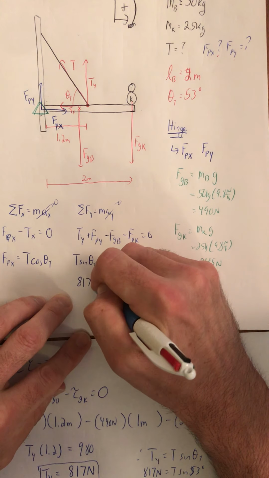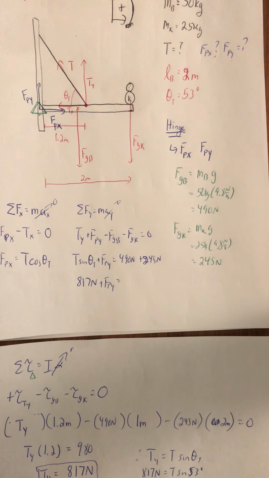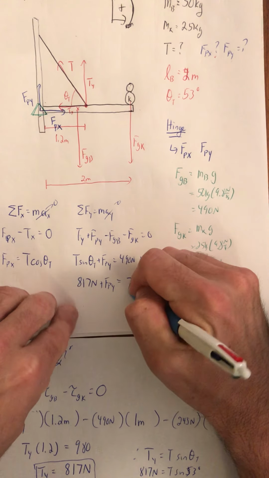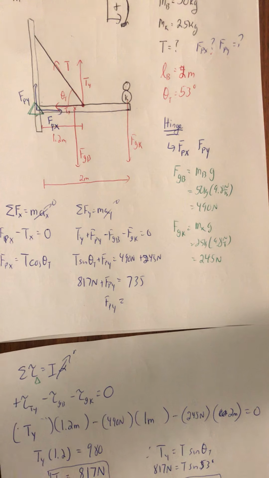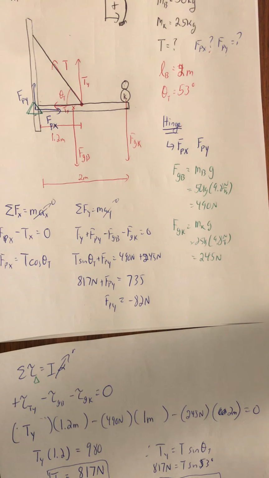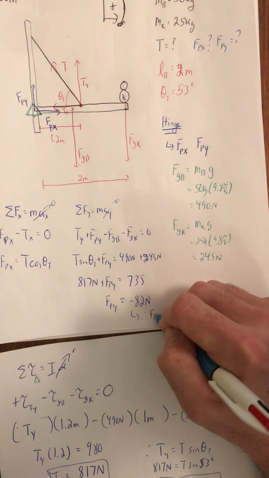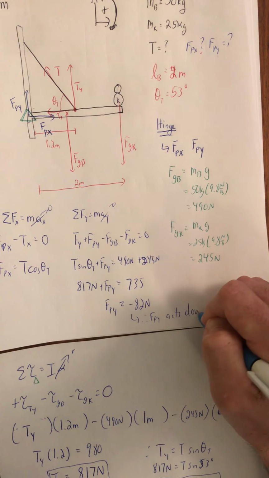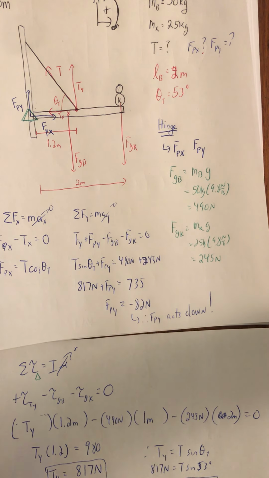I've got 817 newtons plus Fpy is equal to, and this is 490 plus 245, which is 735, and therefore Fpy is equal to, boom, 817. Uh-oh. Hold on a second, did I screw this all up? Ah, no, that just means that Fpy acts down, not up. And I'm not going to redo the problem. I'm just going to say that I messed things up on my free body diagram. And just that little bit of analytical piece is all I need.